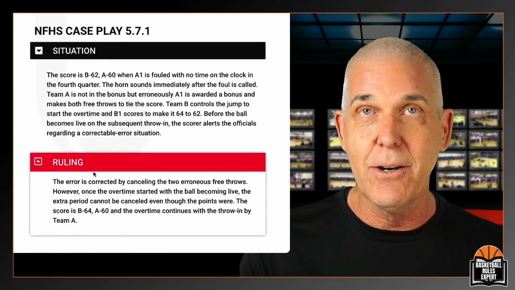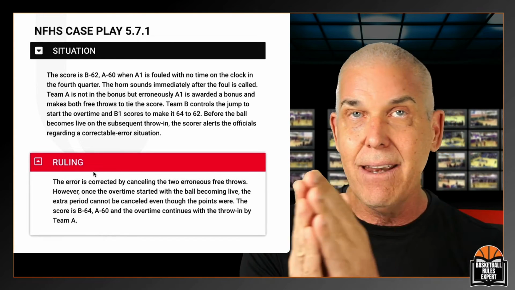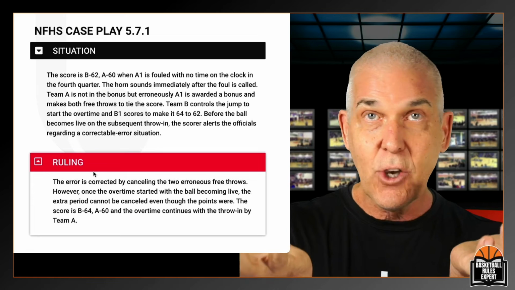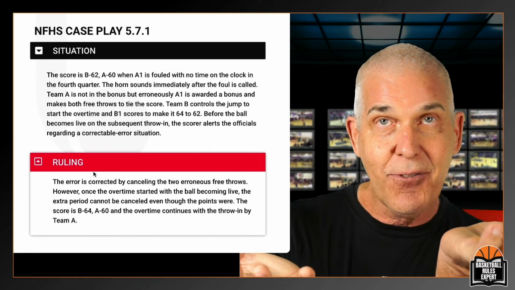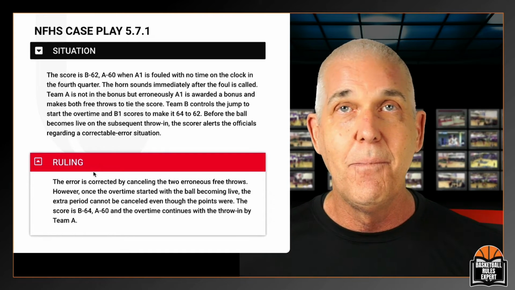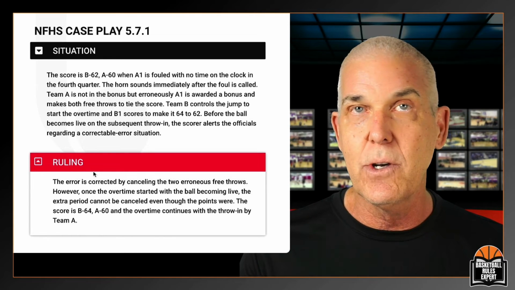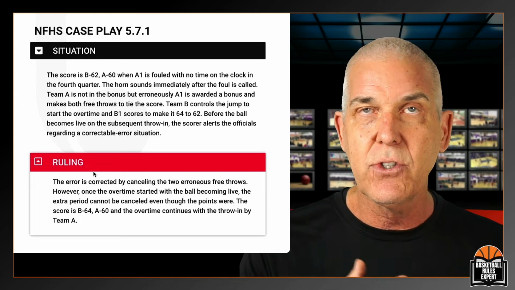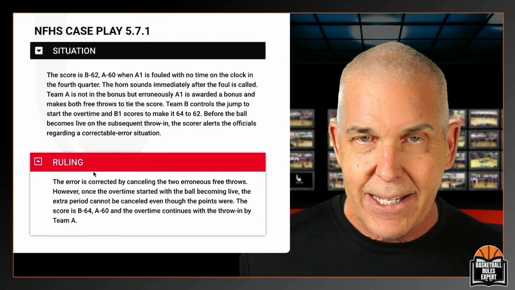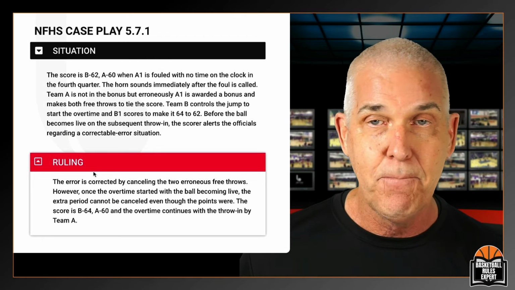We are within our correctable error time frame. So, we're within the correctable error time frame, even though it spanned between periods, okay, into overtime, and if the correction was made, right, then we wouldn't have played overtime. Even those things are true. Once overtime begins, we're going to play. We can make correctable error adjustments at that point, and that's what the ruling is on this play. Corrected by canceling the 2 erroneous free throws, even though that would have meant we didn't play overtime.